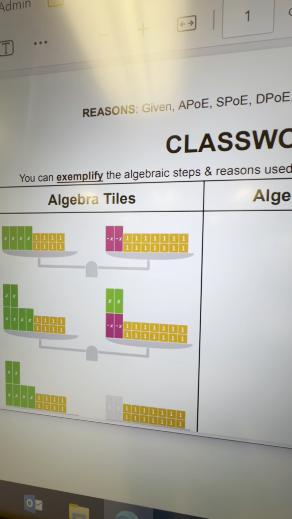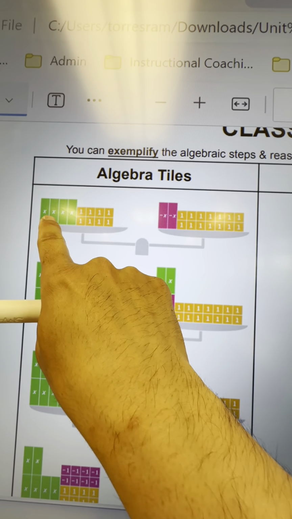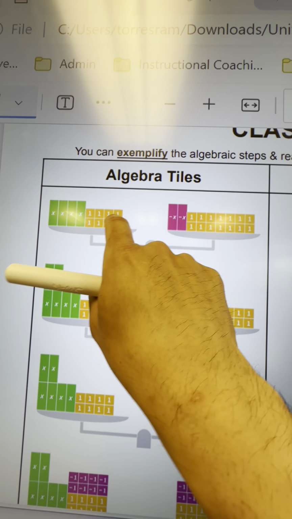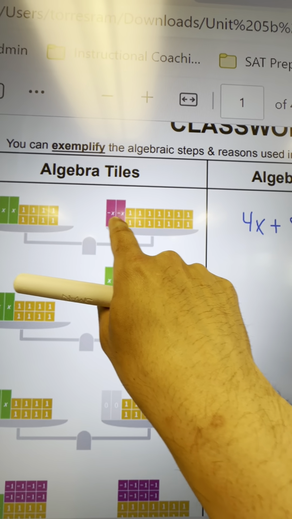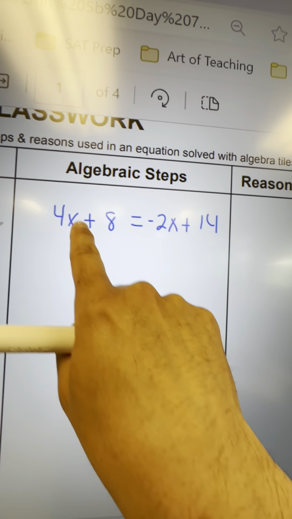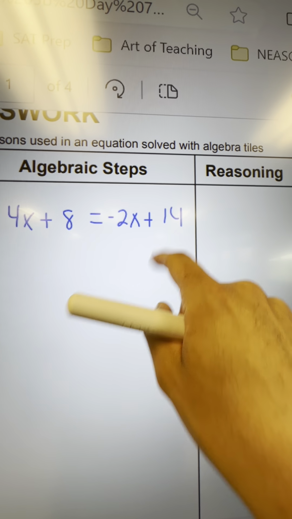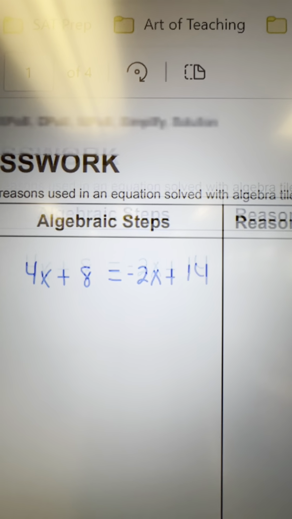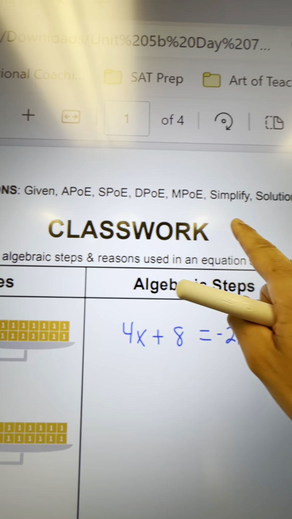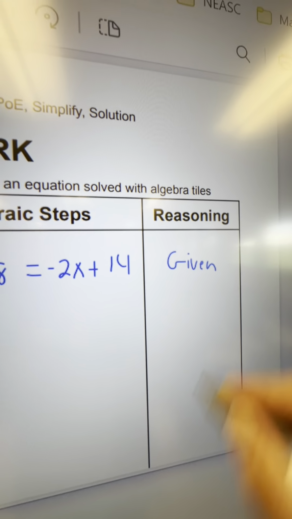So you can see here in the first step, we're going to write out what the equation is. So we got 4x's plus 8 ones, 2 negative x's, so negative 2x, and then plus 14 ones. So this is what you would write here. We have the equation 4x plus 8 equals negative 2x plus 14. And then the reasons, you look up here for the list of reasons to use. And this would be the given because that was the equation they gave to us.